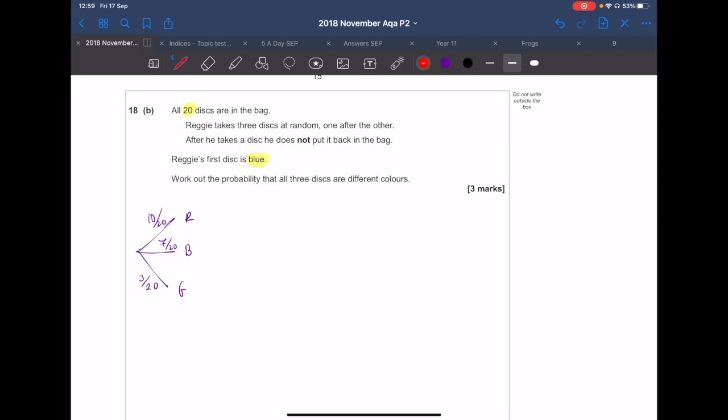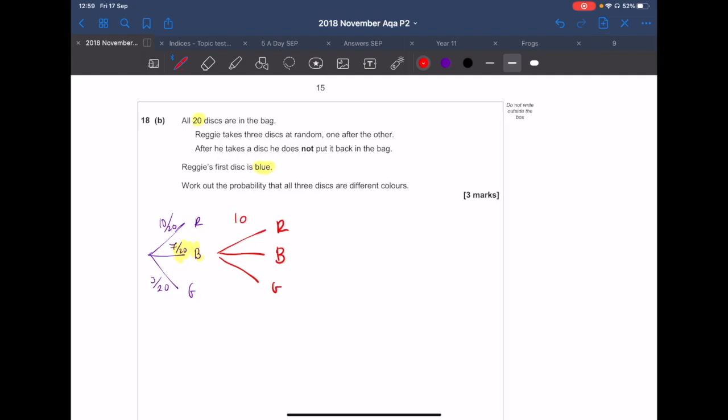So we already know that this is his pathway for us. We know his first disc is going to be blue. So we're trying to find what the next 2 steps are going to be. From blue, the options are red, blue, green again. So you've got 10 out of 19 this time because it doesn't put it back in. 6 out of 19, not that we need it, and also 3 out of 19. And notice how if I was to add everything here, 10, 6, and 3, they add up to 19. So he could pick red or he could pick green.